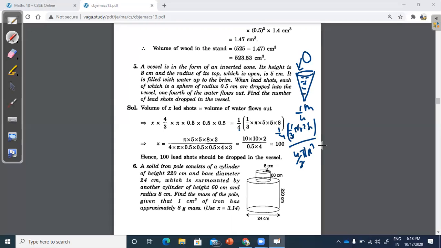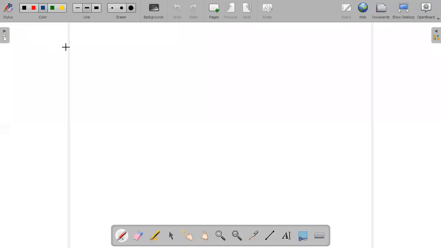And now I will solve this. Of course, all the dimensions are given to you. And when you solve this, you should be able to get 100 lead shots. So it's a pretty easy calculation. If you want, I can put it on the whiteboard for you.